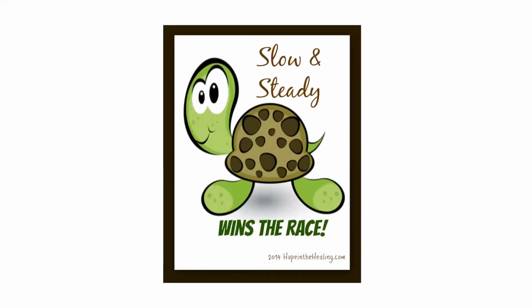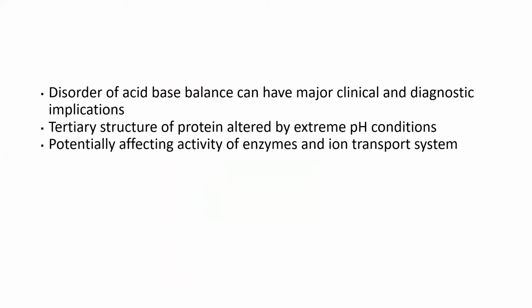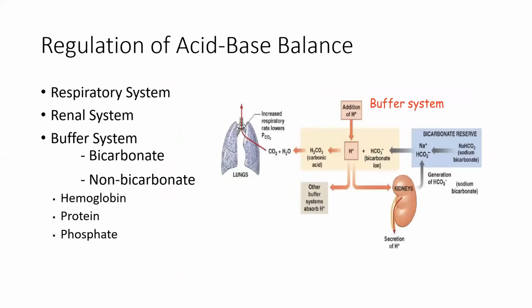Okay, so let's start very slow first. Disorders of acid-base balance can have major clinical and diagnostic implications because in extreme pH conditions, we can alter the tertiary structure of proteins in our body, and it can even affect enzyme activity and the ion transport system. The basic thing you need to know is we have 3 types of regulation of our acid-base balance: the respiratory system, the renal system, and the buffer system, which consists of bicarb and non-bicarbonate.